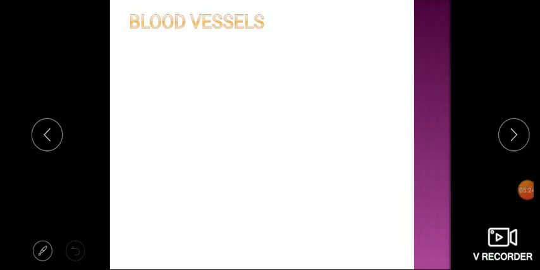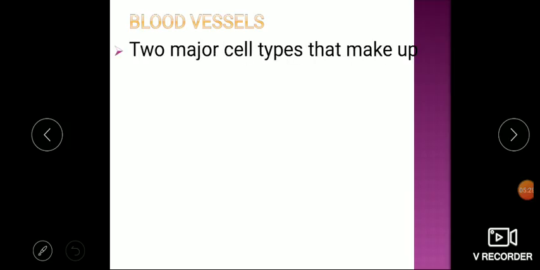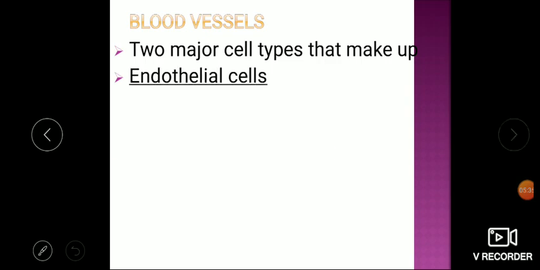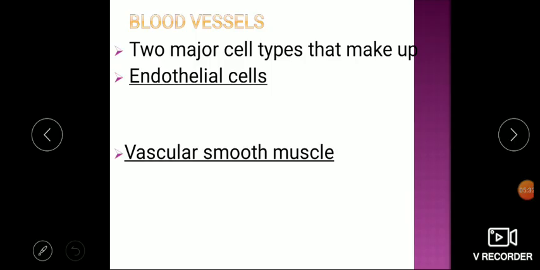Now the blood vessels, we will take a histological aspect of this one. They consist of two major cell types that make up the blood vessel. One is the endothelial cell, the other is the vascular smooth muscle. These two are now the greatest area of research in the cardiovascular system.